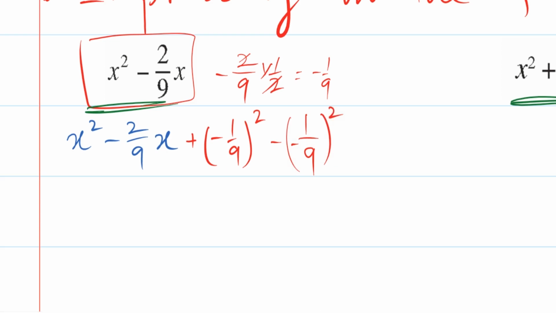The first three terms, these three terms, they have become a perfect square. Why? Because this is in the form a square minus 2ab plus b square.